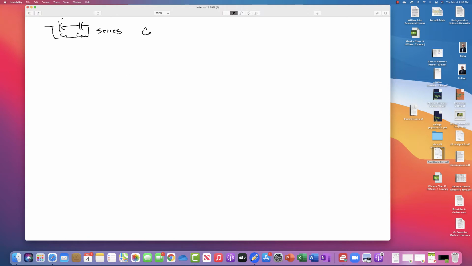So the equivalent, or the total capacitance of this is 1 over that is equal to 1 over C1 plus 1 over C2. And that's how you do the calculation. If, on the other hand, you have two capacitors and they look like this, so they are linked in this manner, then the total capacitance is equal to C1 plus C2.